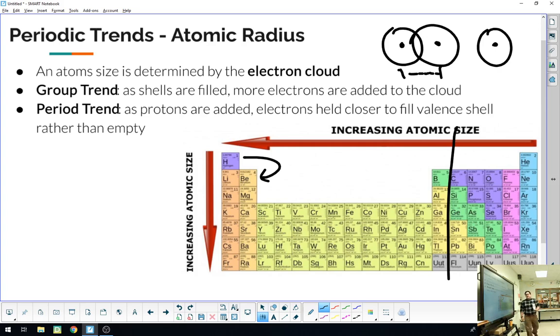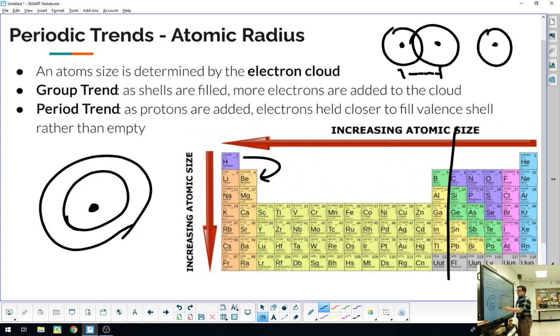Follow me here. I'm going to draw a picture, and hopefully this helps out. If we have the first shell filled, and then we move down to a next shell, that next shell inherently is bigger. It has to go on the outside. Follow me there? So as we move down, we're increasing shells. The shells are getting bigger.